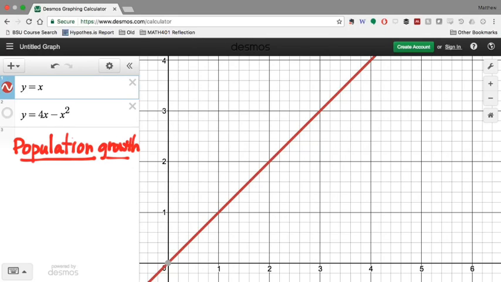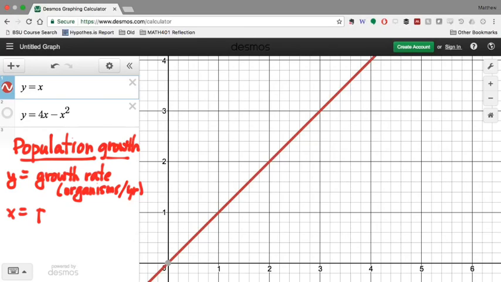One of the things that we might say is if we let y be the growth rate of the population, maybe this is in organisms per year, and x is the actual population in a given year, we can find relationships between x and y, the simplest of which is often called the Malthusian Model for population growth.